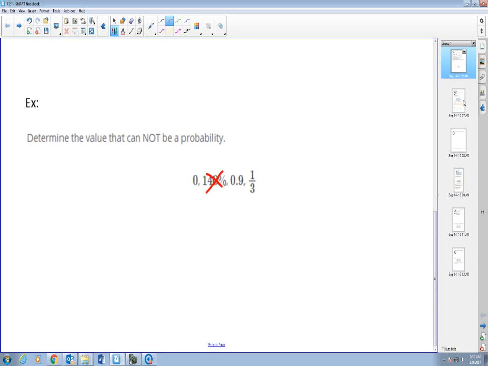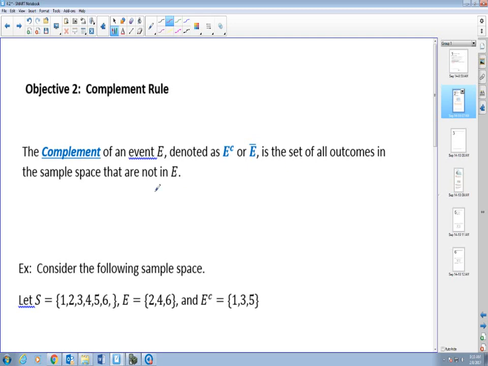Alright. Another thing I'd like to talk about now is something called the complement rule. The complement of an event E is denoted as E complement, or E with a bar on top. It's referring to the set of all outcomes in the sample space that are not in event E. E complement is what is not in E. It's in the sample space, but it's not in E.